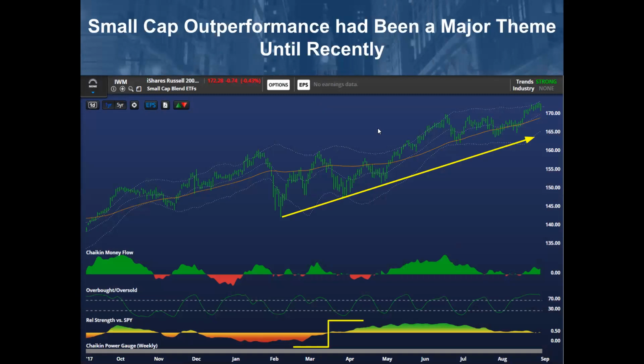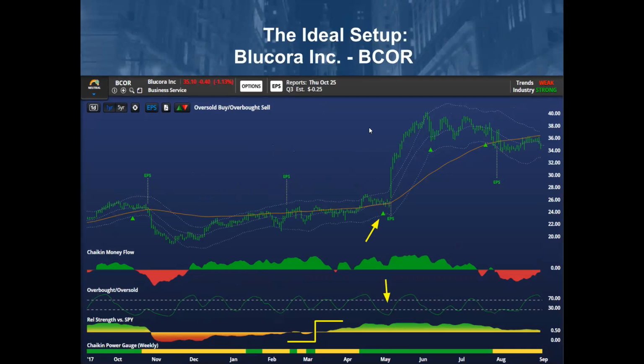We actually looked at a couple of different themes to come up with some really big winners for our clients, one of which was BlueCora. They were a business services software company. So here we had a small cap stock. Small caps were outperforming. And we have a software company. Software was outperforming. And in March, it began to outperform the market. In mid-April, the Chaikin Power Gauge rating turned bullish, and then in early May, the stock became oversold while money flow remained bullish and triggered one of our buy signals. So with the stock at around $24, we called it out as a long idea in my note to Chaikin Analytics clients. A couple of days later, the stock had positive earnings, a major move higher on its way to $40.